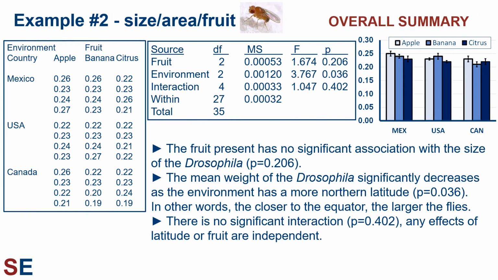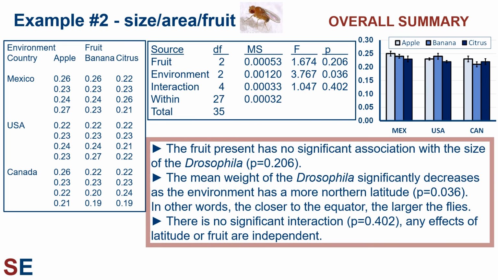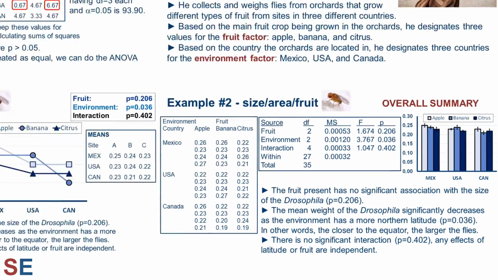Our final overall summary reads like this. Here's the original data, organized in a data table. From that, we got an ANOVA table. The table shows us that the environment factor is significant, but the fruit factor isn't, and there's no interaction. The data looks like this when presented as a bar chart, and we know from our ANOVA results that the apparent downward trend is statistically significant. The ANOVA table F-test results and the figures allow us to make these statements about the associations between environment, fruit, and the mean size of Drosophila collected from those areas.